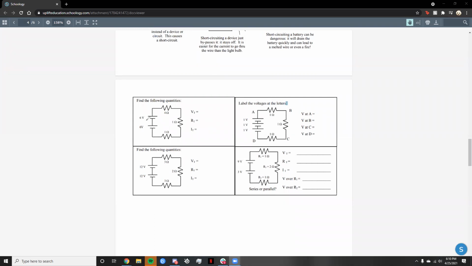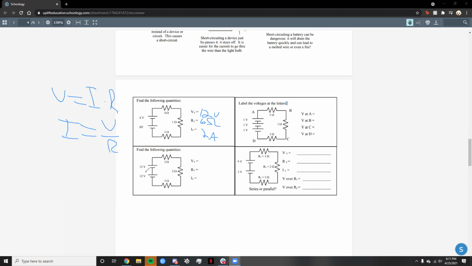All right, volts. So volts, VT equals this plus this, so that's 12 volts. Resistors are all of them added, so 4 plus 1 is 5 plus 1 is 6. And then since V equals I times R, I equals V over R. So that would equal 2 amps. And then the omega symbol right there. And that's the answer for that.